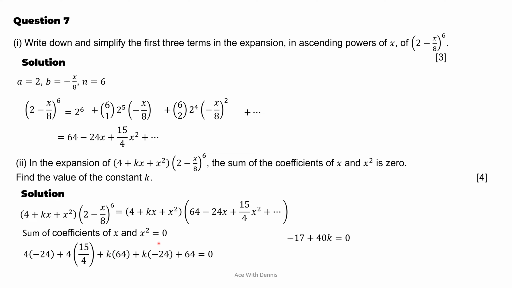Then we just solve this equation. Simplify first, we get negative 17 plus 40k equals 0, which means k equals 17 over 40. And this is the answer.